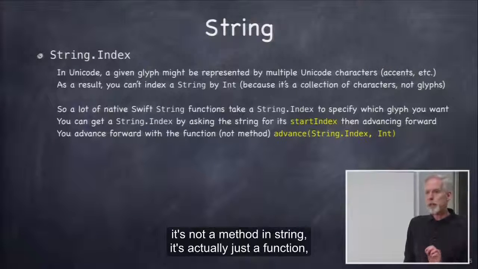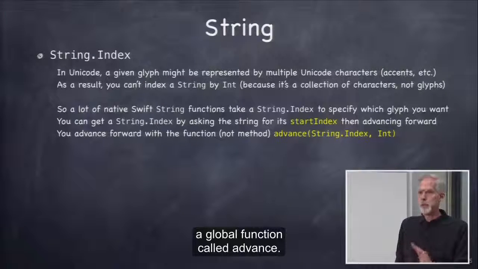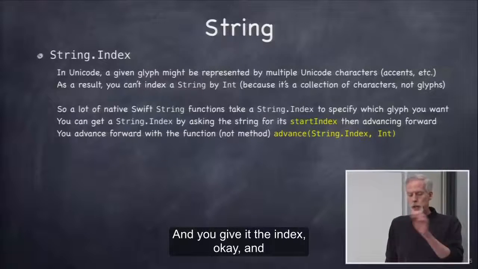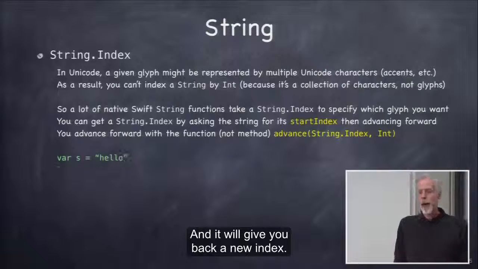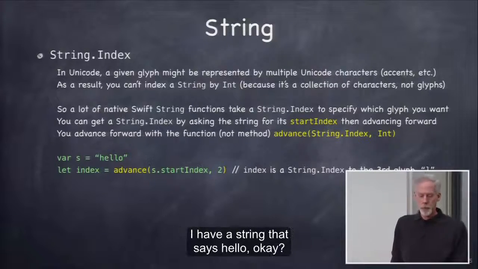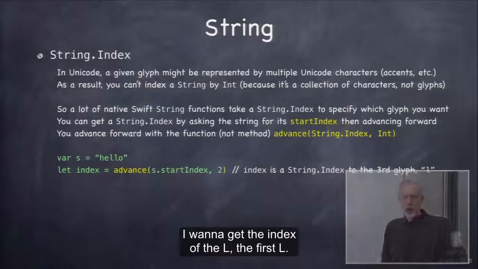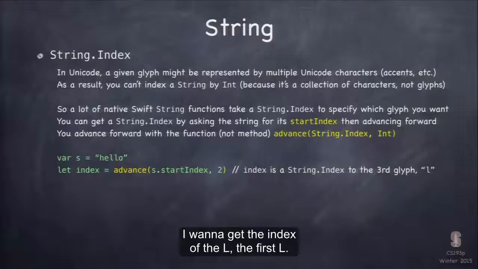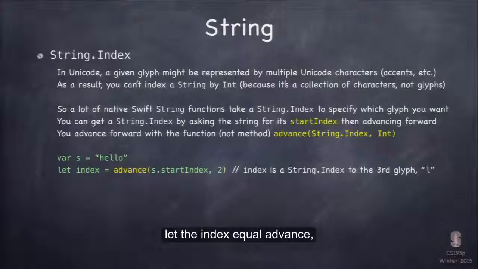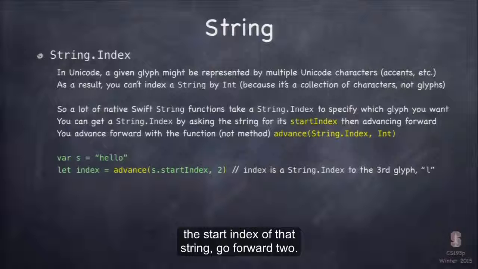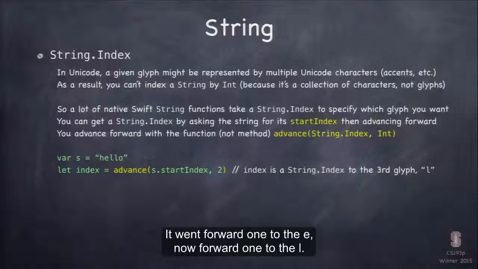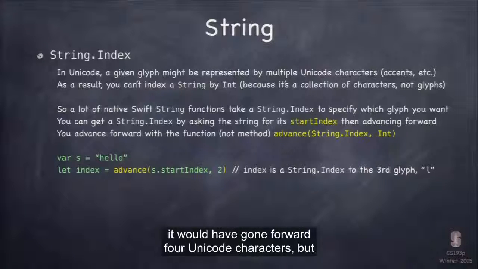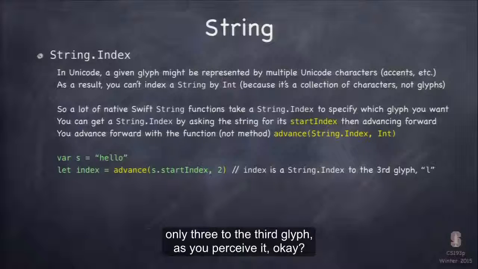So you do that with this function. It's not a method in string. It's actually just a global function called advance. You give it the index, and you tell it how many times you want it to move forward, and it will give you back a new index. So here's an example. I have a string that says hello. I want to get the index of the first L. So I say let the index equal advance the start index of that string, go forward 2. Now it's pointing at the L. It went forward 1 to the E, now forward to the L. And again, if it was E and the accent onto U, it would have gone forward 4 Unicode characters, but only 3 to the third glyph as you perceive it.